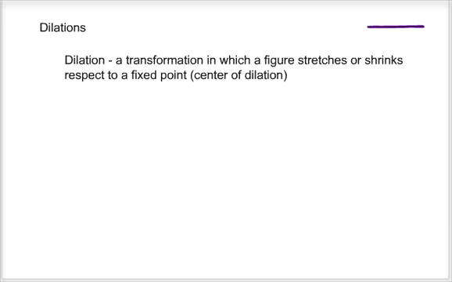A dilation is a transformation in which a figure stretches or shrinks with respect to a fixed point, which is the center of dilation. These are pretty similar to rotations in that it's the same idea of a fixed point and then it's moving in or out from that point. The important thing to remember with dilations in the textbook, the same thing as with rotations, is that the center of dilation, the point at which it's getting stretched or shrunk from, is always going to be the origin when they have a coordinate plane. So just keep that in mind.